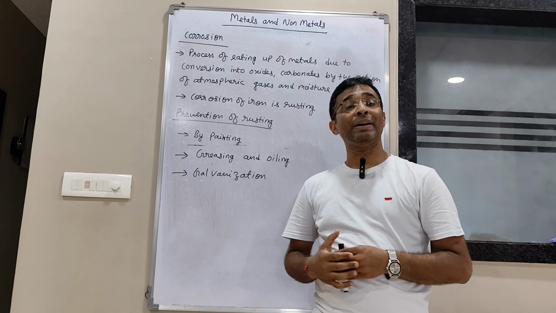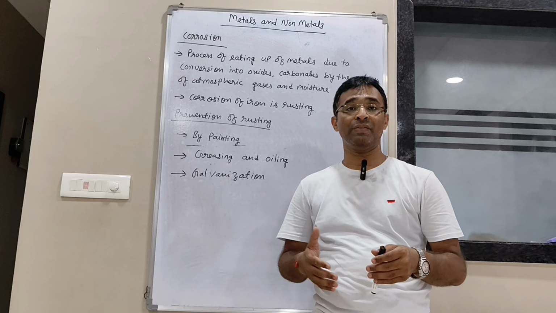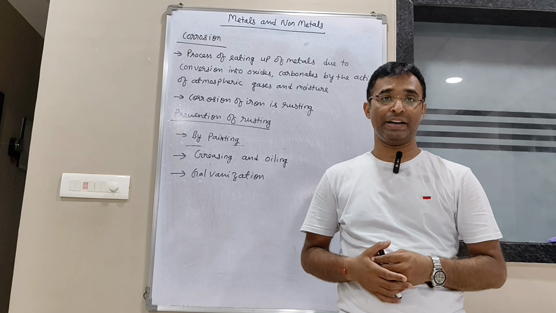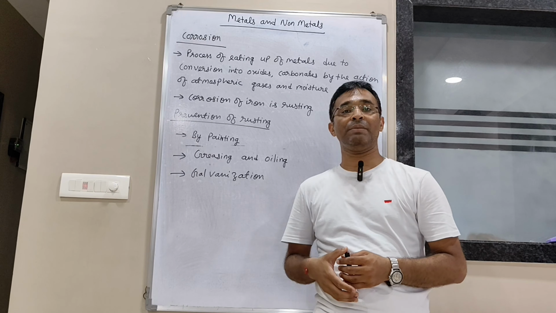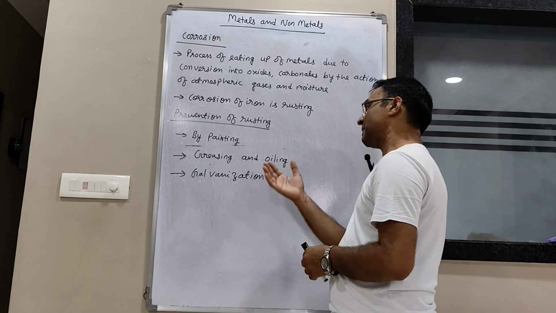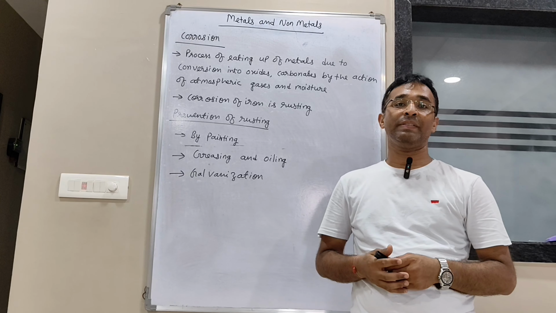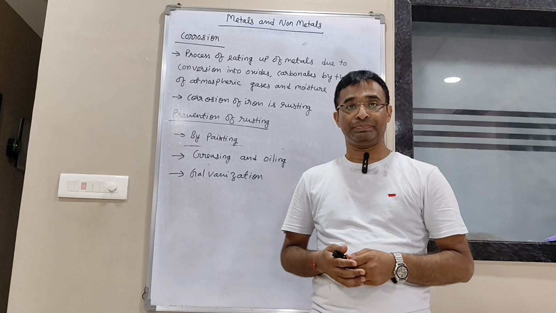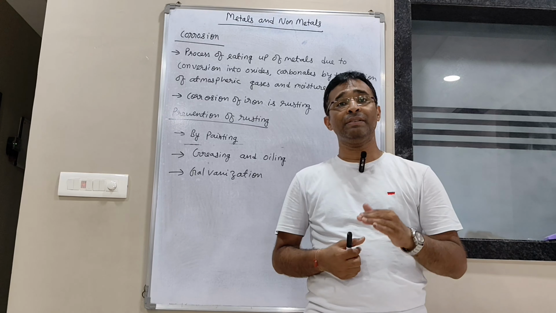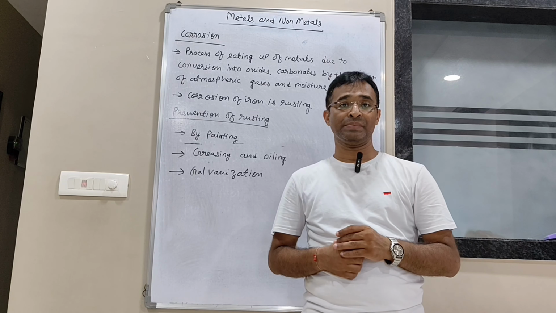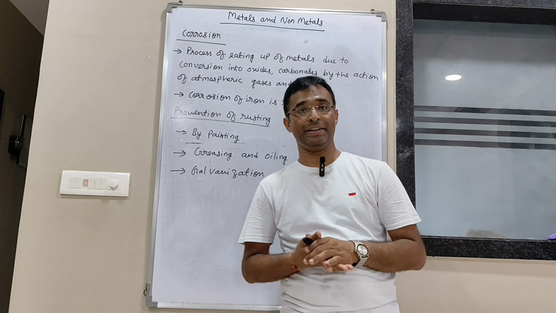However, there are some methods by which corrosion or rusting can be prevented, especially in case of iron. I have taken 3 methods. There are many more methods by which rusting can be prevented. First is by painting. This is the most common way used to prevent corrosion. Basically, by painting the iron, we create a layer which avoids the direct contact of moisture with iron.